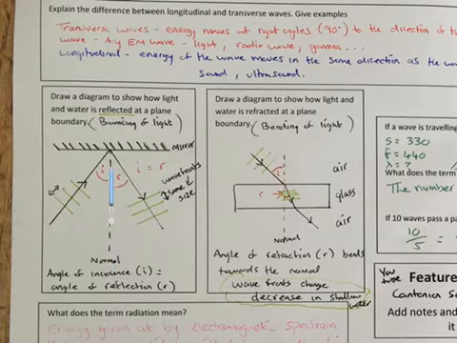This line here is the normal. We always measure the angle off the normal, just in case this mirror is at a different angle. So you'll always measure it from this dotted line. You'll never see the angle measured from there to the mirror. You'll always see it measured from the ray of light to the normal, this dotted line, which is 90 degrees to the mirror.